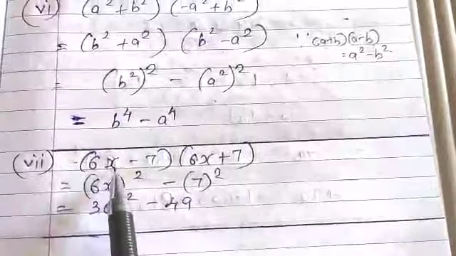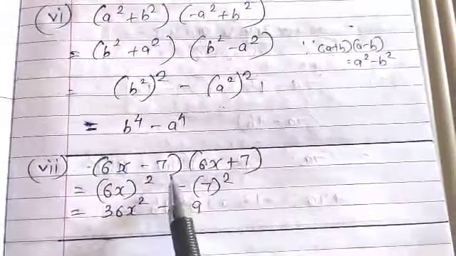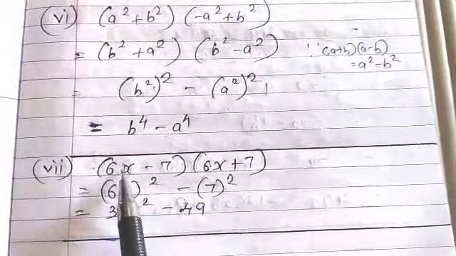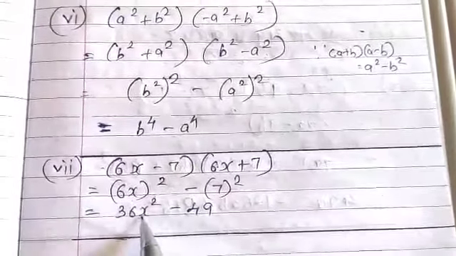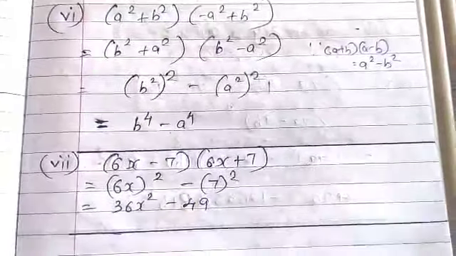The next one is (6x - 7) (6x + 7). Here also both the brackets have different sign. So just make a square of 6x the whole square and 7 the whole square. So square of 6x is 36x square and square of 7 is 49.